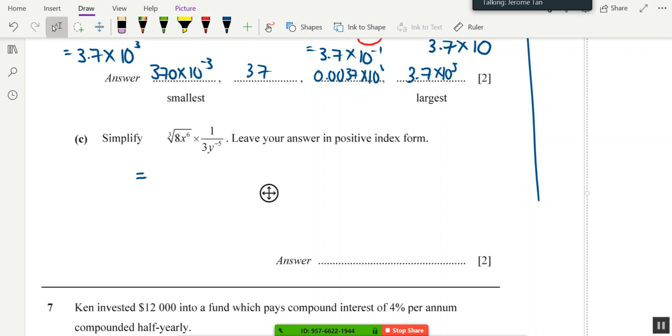Okay, wait. 2, okay? And then 2 followed by x to the power of. So now when you see you have a cube root, it means the power divided by 3. So x to the power of 2 times.